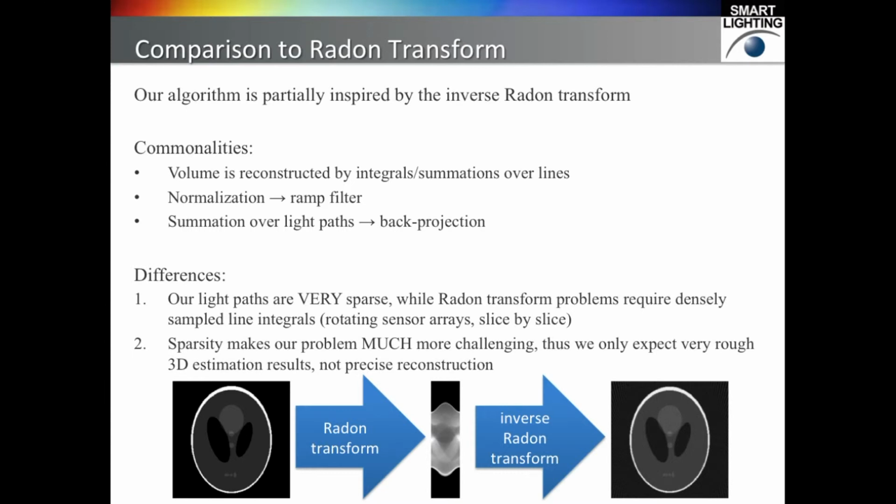But our problem is very different from standard Radon transform problems. In Radon transform, the lines are densely sampled. For example, the sensor arrays can rotate and can scan slice by slice. But our sensors are fixed, and we only have a dozen of them. This makes our problem much more challenging.